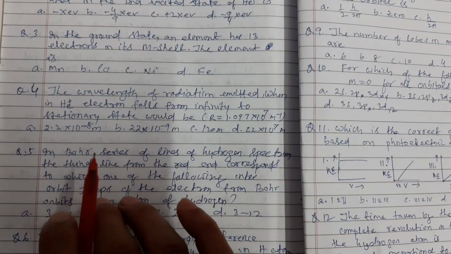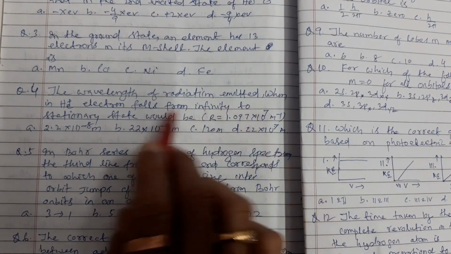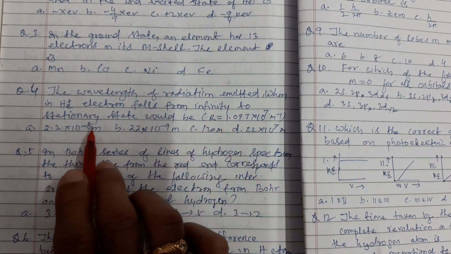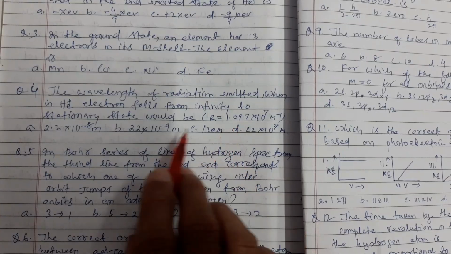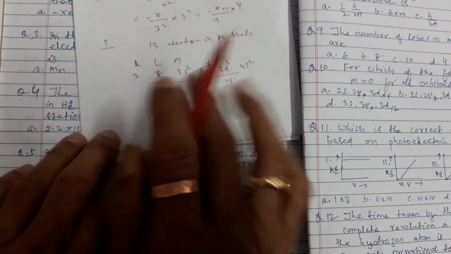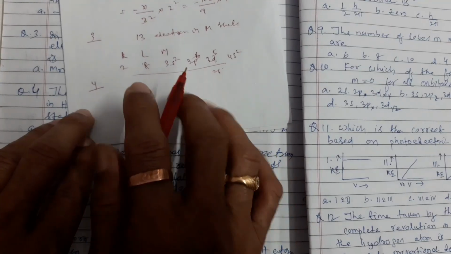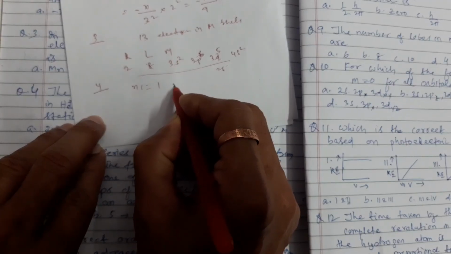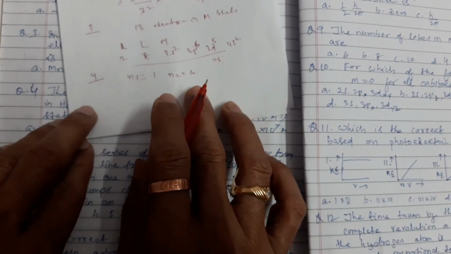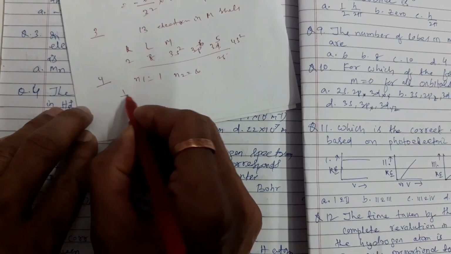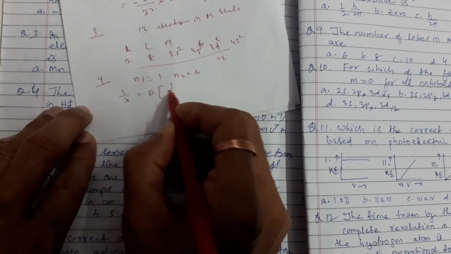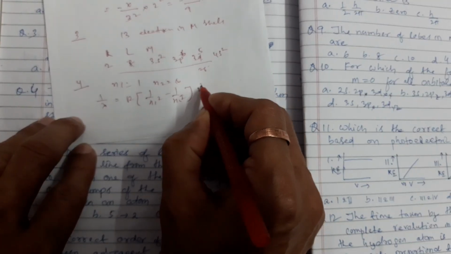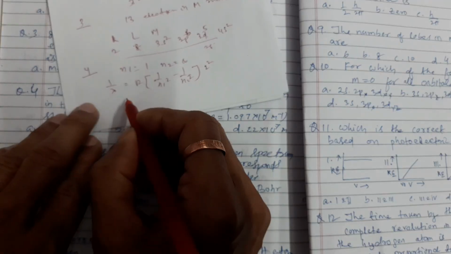Next, the wavelength of radiation emitted when an He plus electron falls from infinity to the ground state would be what? Question number 4. You see what is happening: n1 is equal to 1, n2 is equal to infinity. So 1 by lambda is equal to R times 1 by n1 square minus 1 by n2 square, and 2 square because helium is taken. So you will get what?